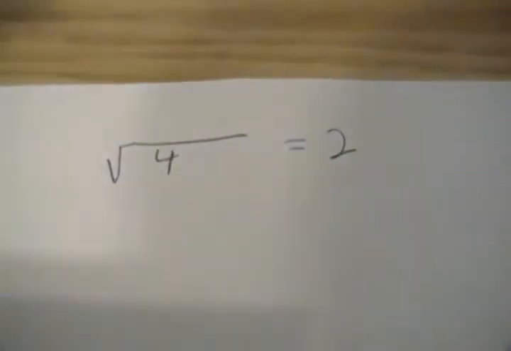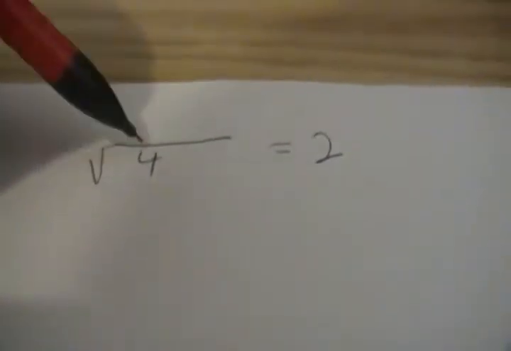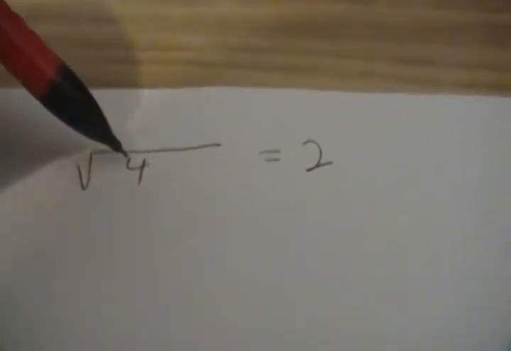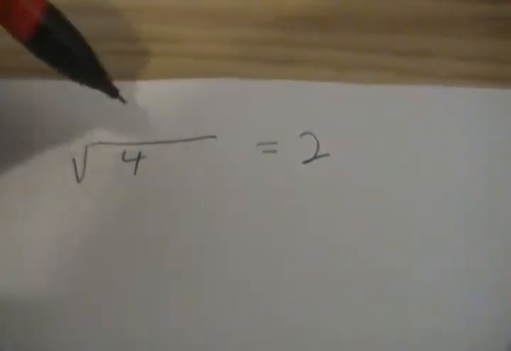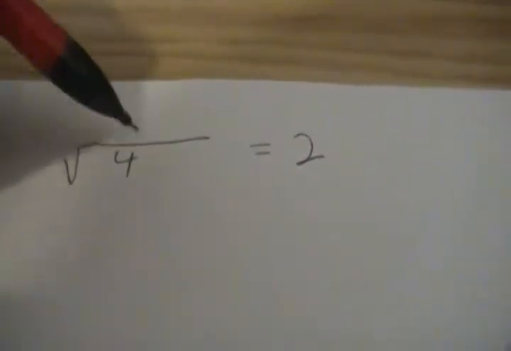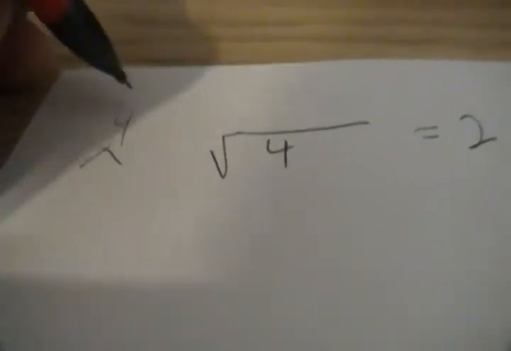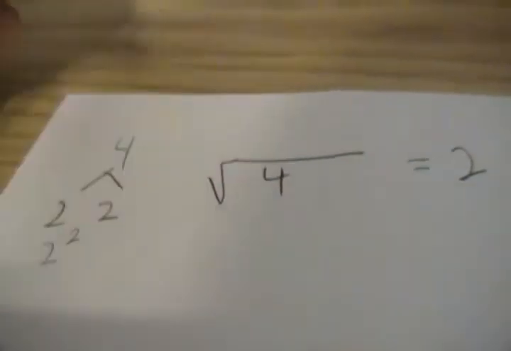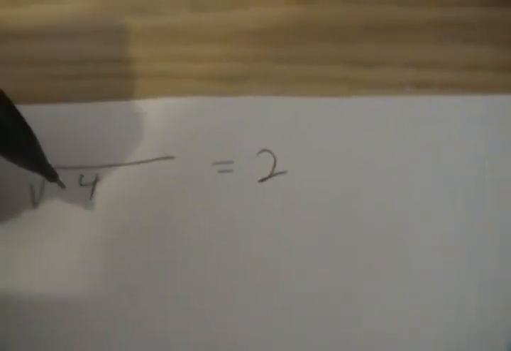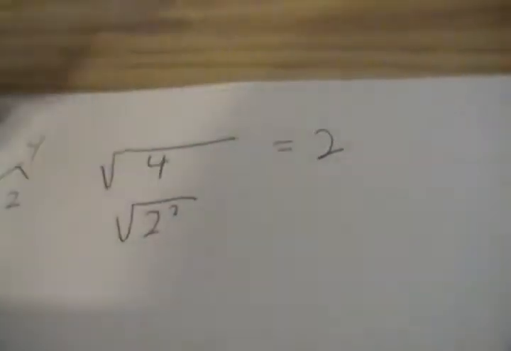But this is very important. How do we get to that 2? So the first thing we have to do here is find the factors of 4. So how do we factor that out? Well, if we do a factor tree, 4, what can we reduce that down to? 2 times 2, right? Or 2 squared. So that should equal the square root of 2 squared, right?